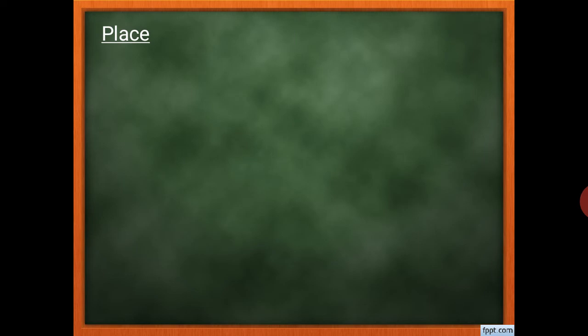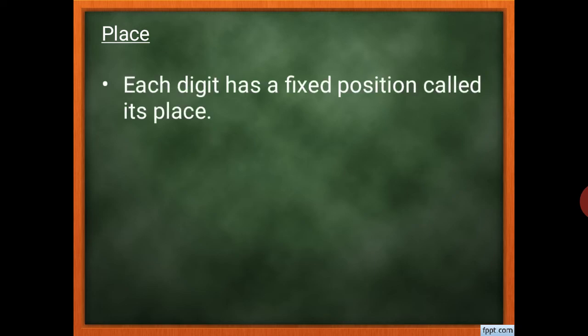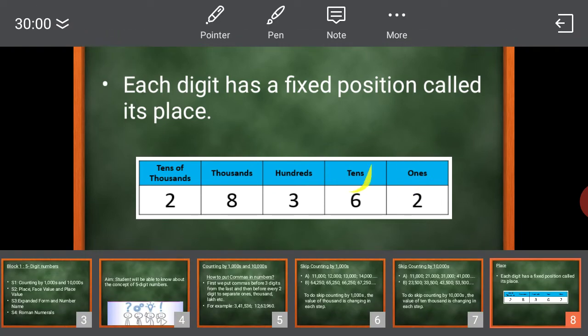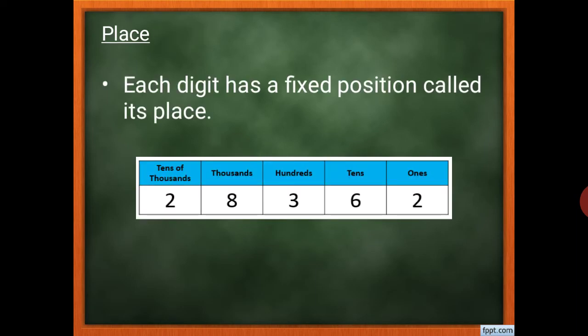So the next concept that we are dealing with is place. Each digit has a fixed position called a place. So whenever we write any number, just see this example. It is 28,362. So this is a complete number. Yes, and here each digit has a separate place in this number. Like 2 is in the ones place, 6 is in the tens place, 3 is in the hundreds place. Yes, 8 is in the thousands place and 2 is in the 10,000s place. So these are all the places.